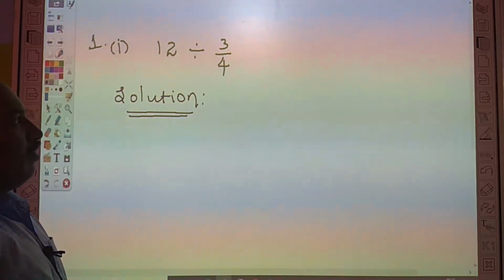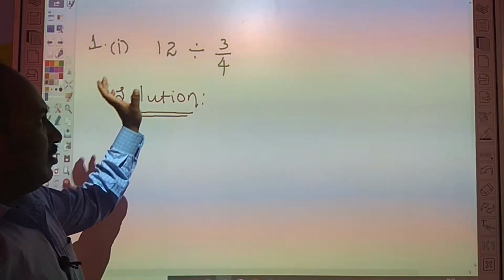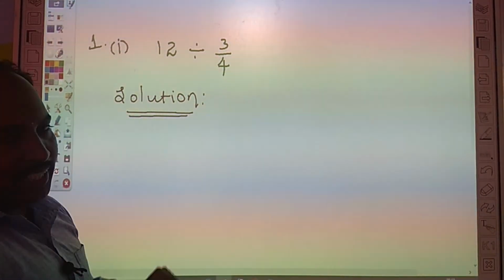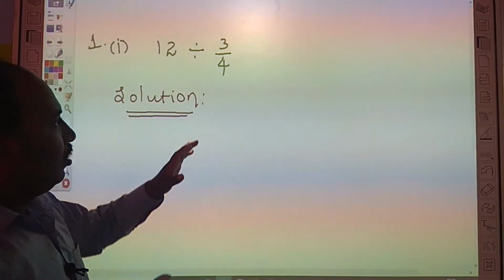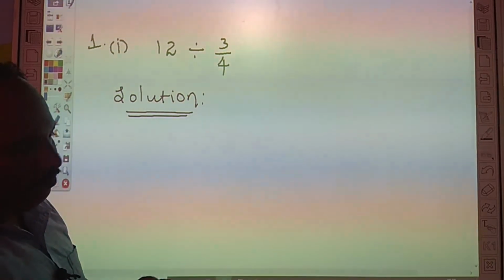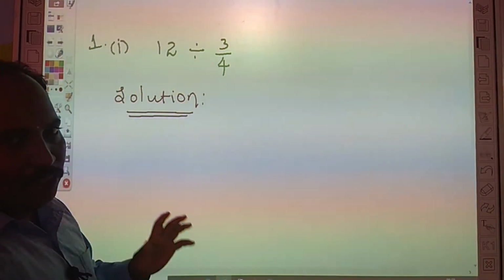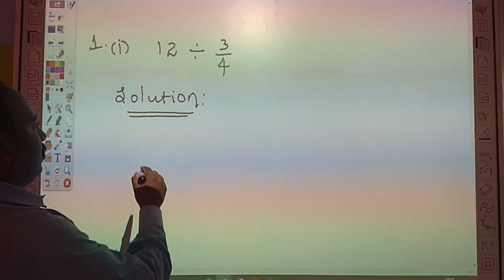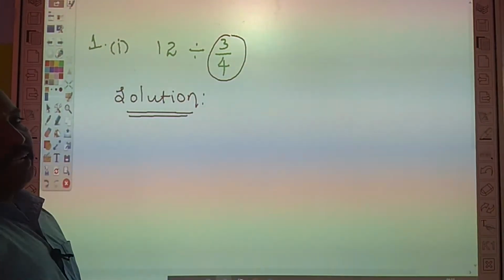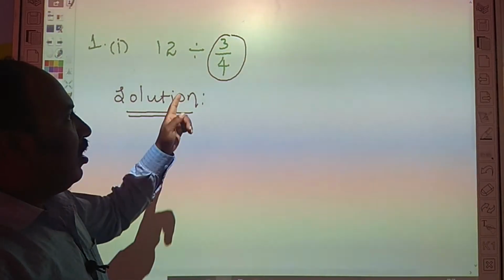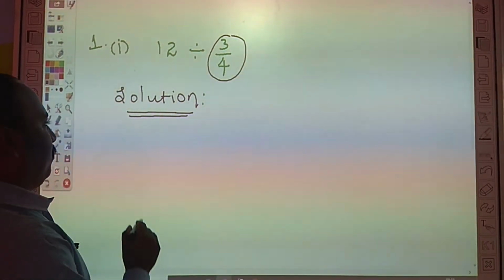Solution. We want to divide two numbers. First one is 12, then second one is 3 by 4. 12 divided by 3 by 4. 12 is a whole number, and 3 by 4 is a fraction. So first we want the reciprocal of 3 by 4.